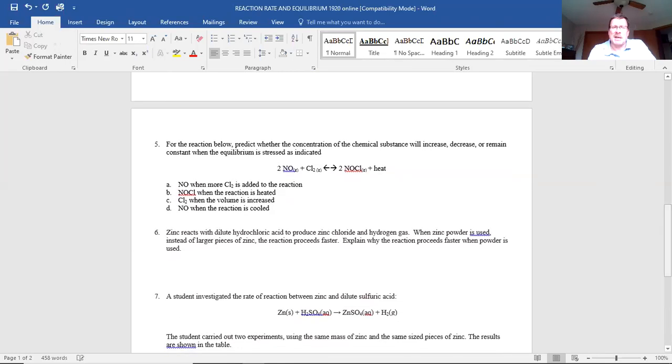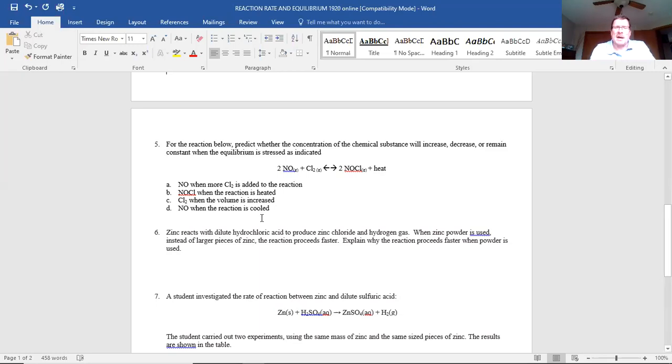Number 5, this was the same type of question as the other ones above, but it was increase, decrease, or no change. So it was, for example, here in A, what's going to happen to the concentration of the nitrogen monoxide right here when more chlorine is added to the reaction? We did some of these in our homework. So this was saying increase, decrease, as opposed to left or right.